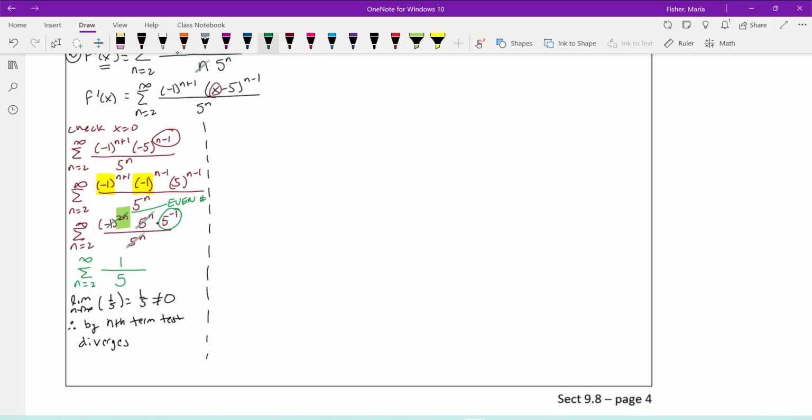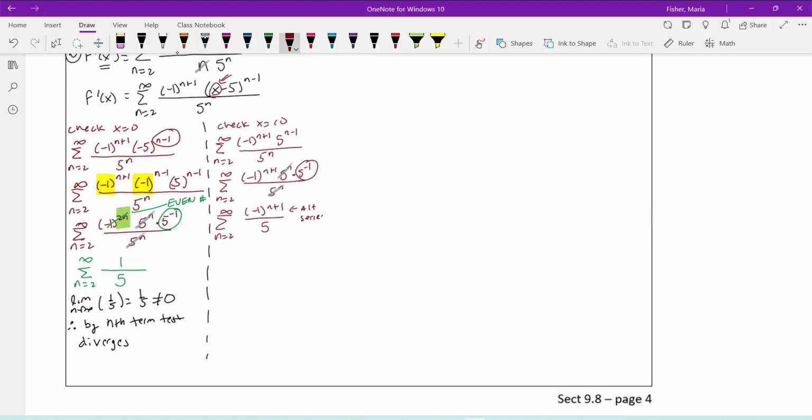If I check x equal 10, instead of writing this x here, I'm going to write 10. And that becomes the sum from n equal 2 to infinity of negative 1 to the n plus 1, 10 minus 5 is just 5 to the n minus 1, all over 5 to the n. Well, that becomes negative 1 to the n plus 1, and that's 5 to the n times 5 to the negative first, all over 5 to the n. My 5 to the n's cancel, and then that's just the sum from n equal 2 to infinity of negative 1 to the n plus 1, all over, this has a negative exponent, let's move it to the denominator, which is 5. Well, that's an alternating series.